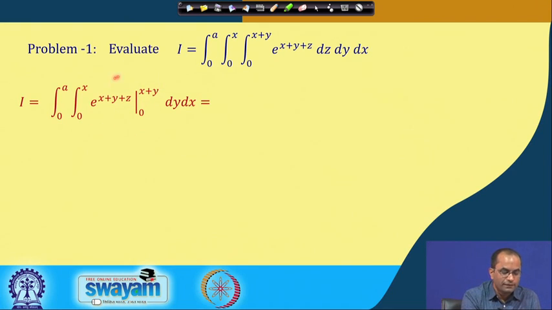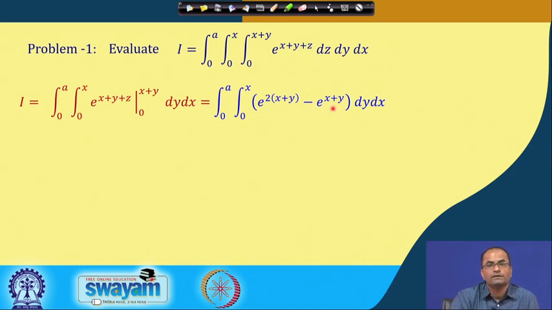We can substitute that. So, once we put this limit of z as x plus y, we will get 2 times x plus y, since x plus y was already there, then z is substituted as x plus y. So, we are getting exponential power 2 times of x plus y, minus the lower limit. So, z is set to be 0, and we get e power x plus y. And now we have only the two integrals left with respect to y and then with respect to x.